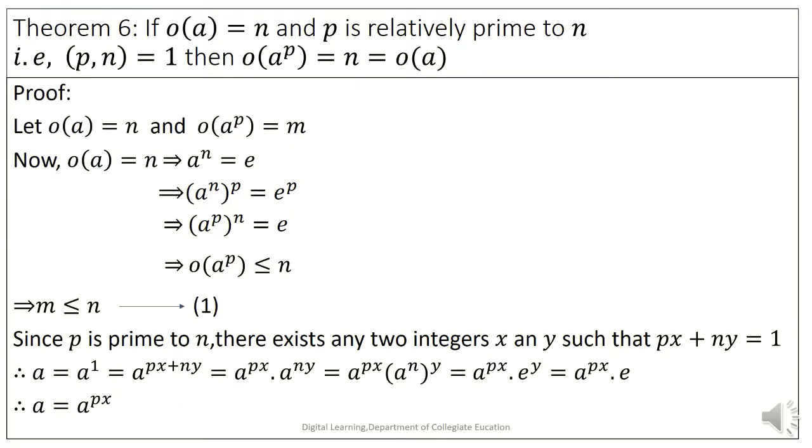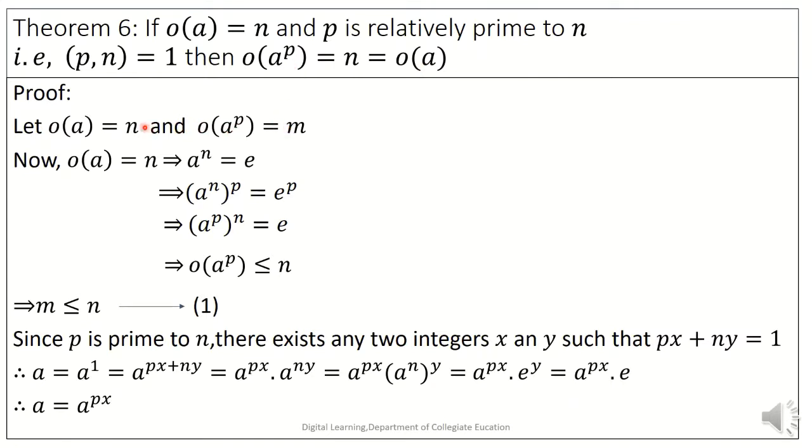Let us move on to the last theorem in this session. If the order of A is equal to n and p is relatively prime to n, that is, GCD of p and n is 1, then the order of A to the power p and the order of A are the same, that is n. To prove this theorem, let us take the order of A as n and the order of A to the power p as m.